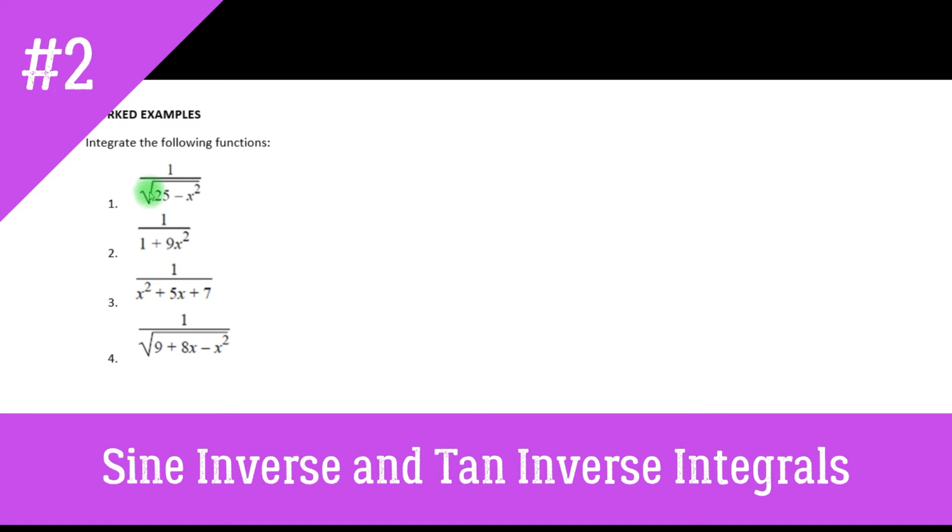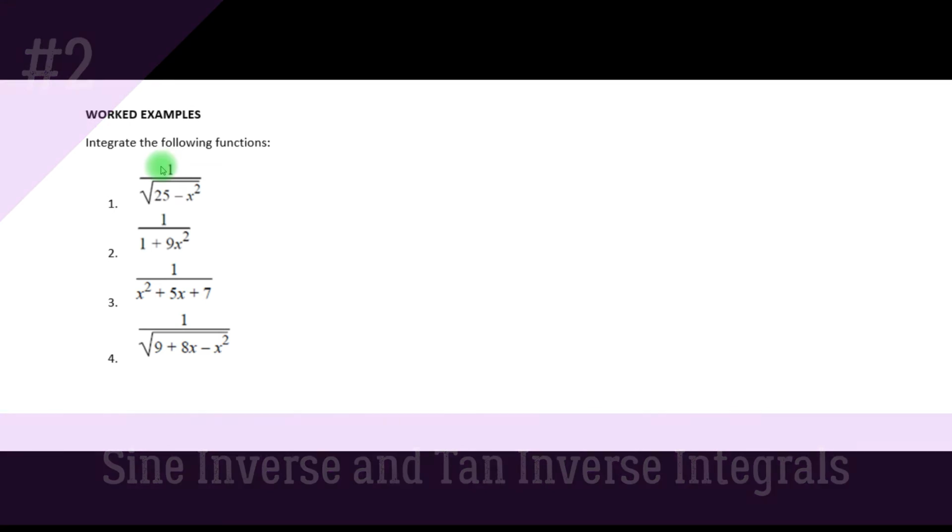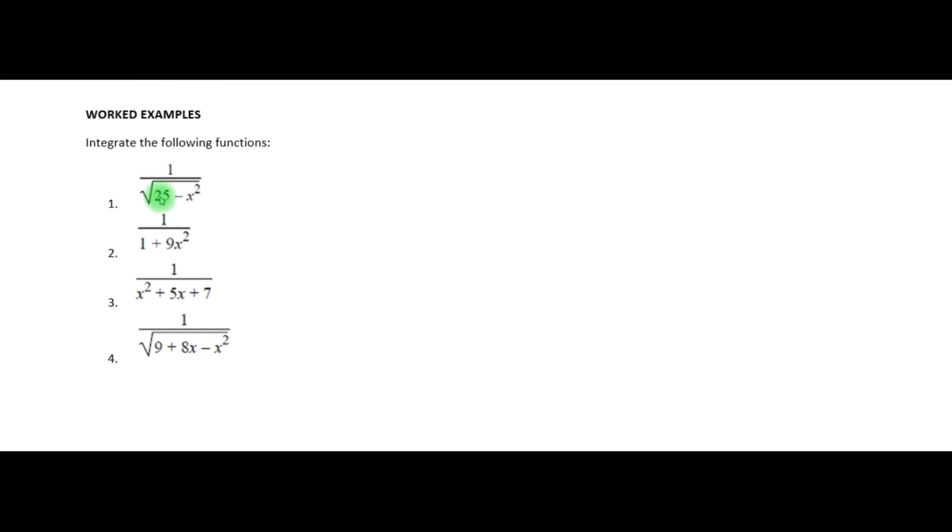In our first example, we're being asked to integrate 1 over the square root of 25 minus x squared. Now, this is not a standard integral. This is not in our table because the function that is under the square root is a quadratic. It's not linear. So we're going to use the method that we just learned.